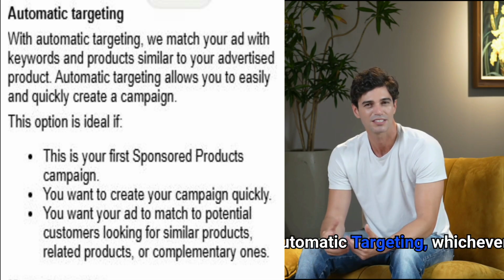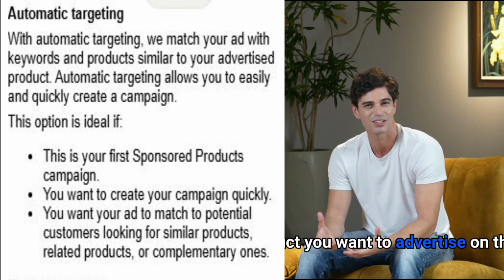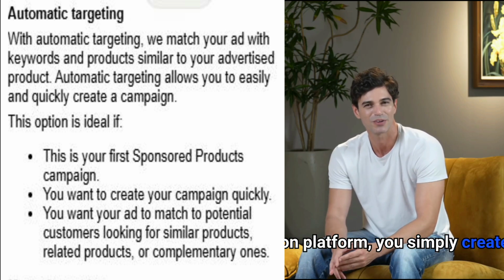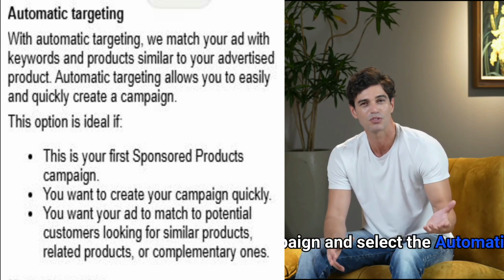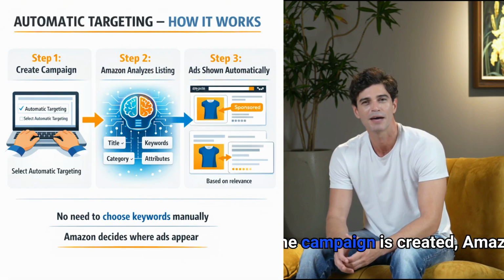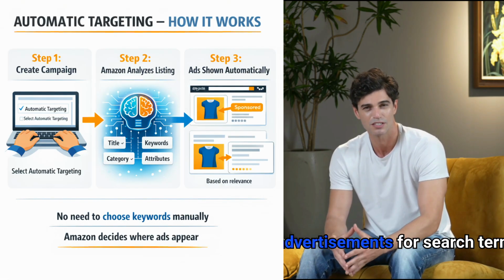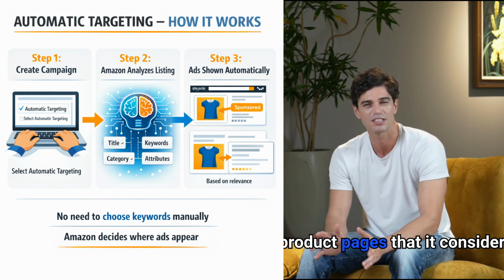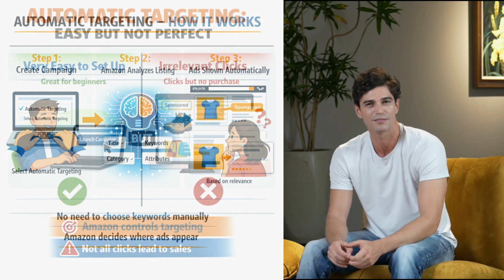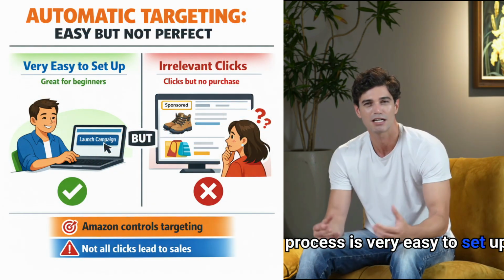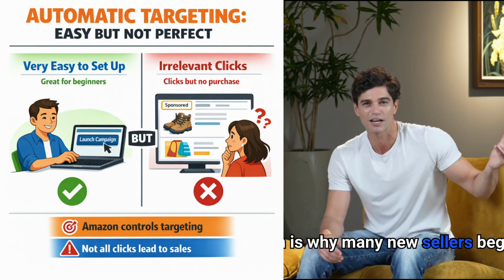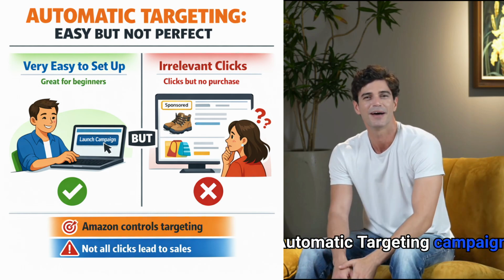In automatic targeting, whichever product you want to advertise on the Amazon platform, you simply create a campaign and select the automatic targeting option. Once the campaign is created, Amazon's system automatically begins showing your advertisements for search terms and product pages that it considers relevant to your listing. This process is very easy to set up, which is why many new sellers begin with automatic targeting campaigns.